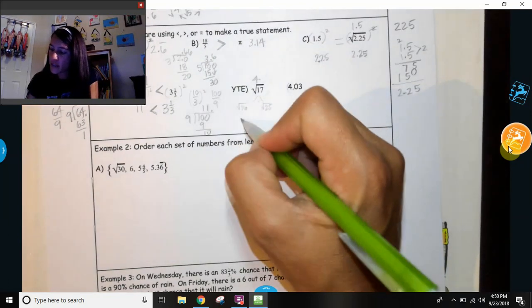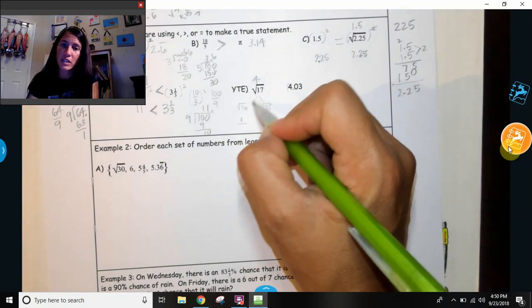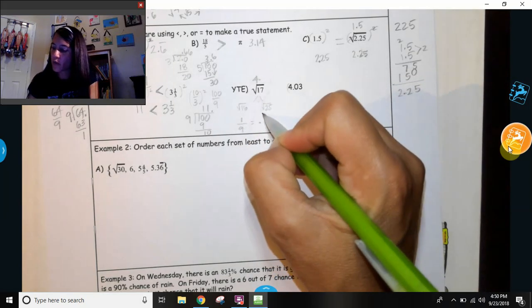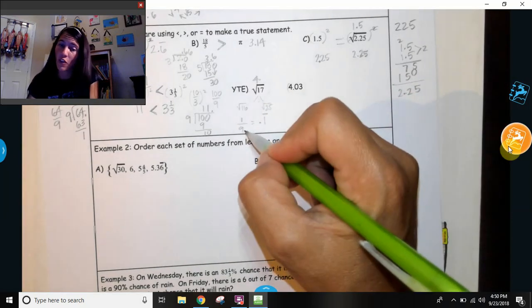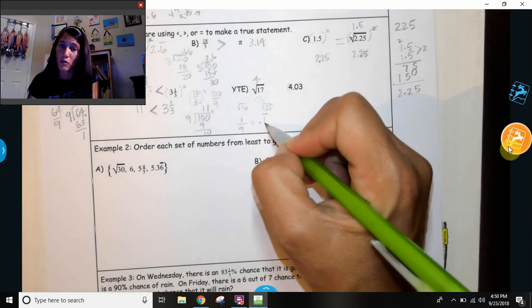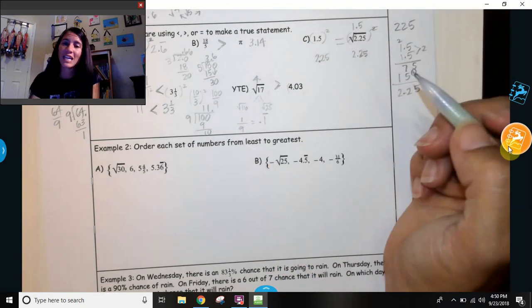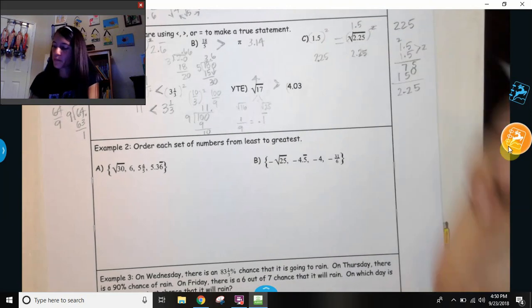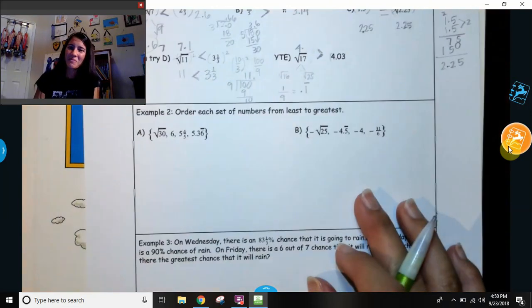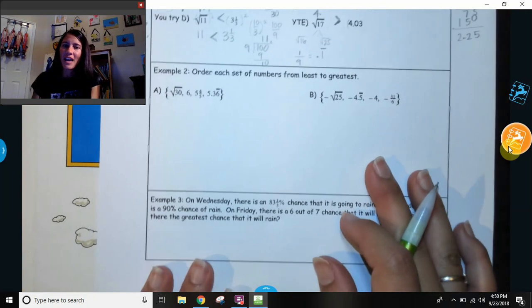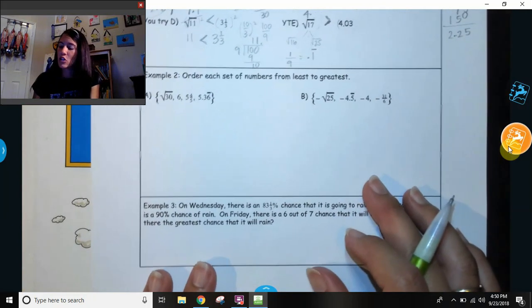There's 1 digit difference between 17 and 16. And then there's 9 digits, which is 0.1 repeating. 1 over 9, we've already reviewed repeating decimals, 0.1 repeating. This is 4.03, so square root of 17 is going to be larger. Okay. Whew. So a lot of comparing. And now order each set from least to greatest.